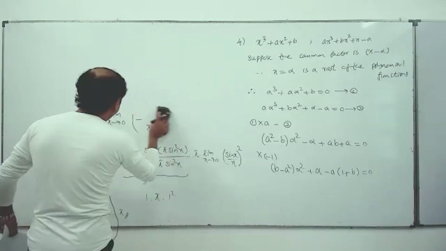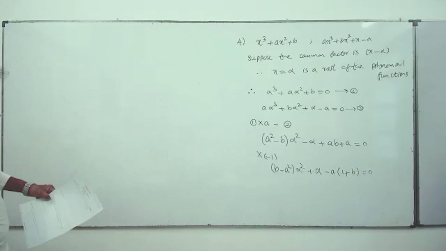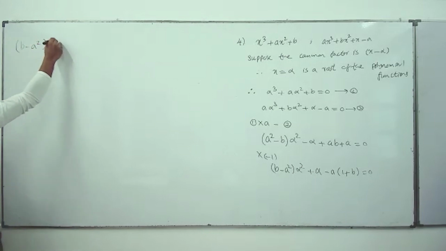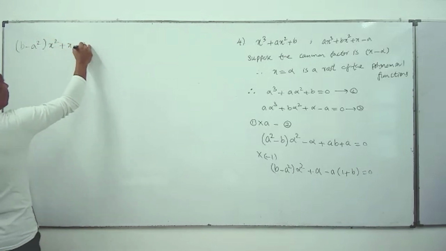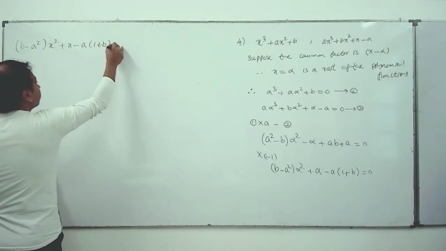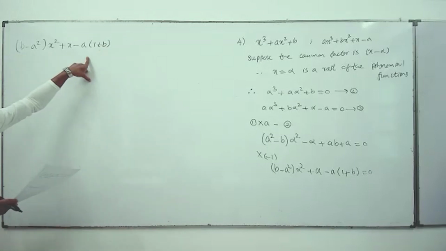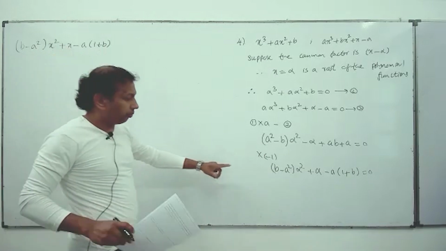It is coming this way. You can see there, if I take (b minus a) squared into x squared plus x minus a into (1 plus b). Suppose this way we have a polynomial function. Okay. When I put for x alpha here and here, then you get this.